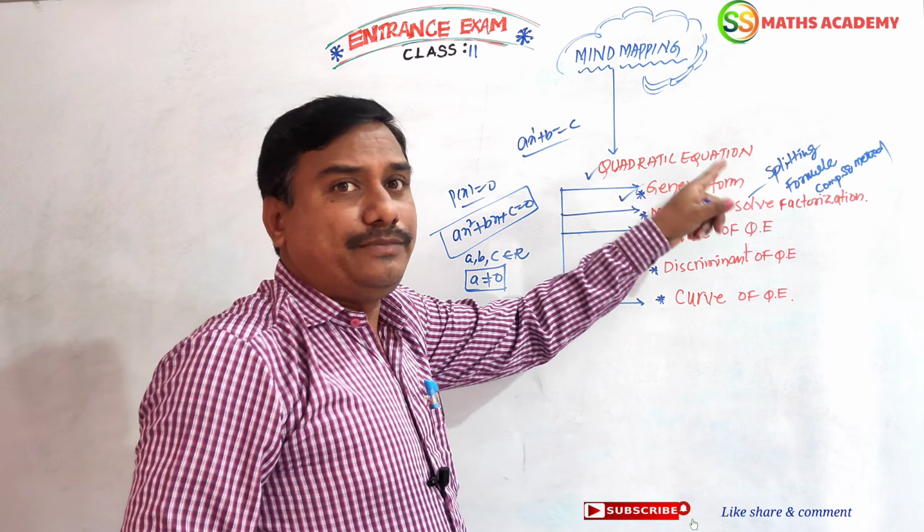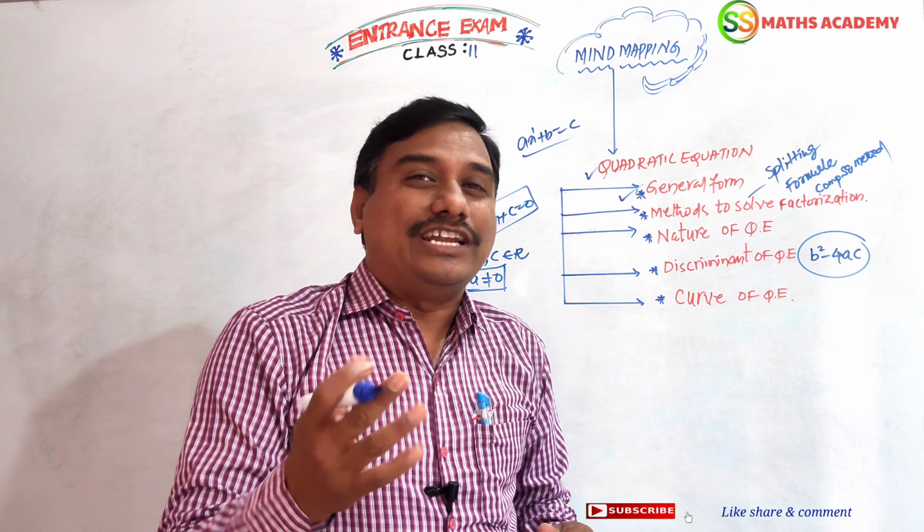Okay. Now nature. What is the nature of a quadratic equation? It has 3 natures, and the 3 natures depend on the discriminant. What is the discriminant of a quadratic equation? In this formula we have one expression, b square minus 4ac. This expression is called the discriminant of a quadratic equation.